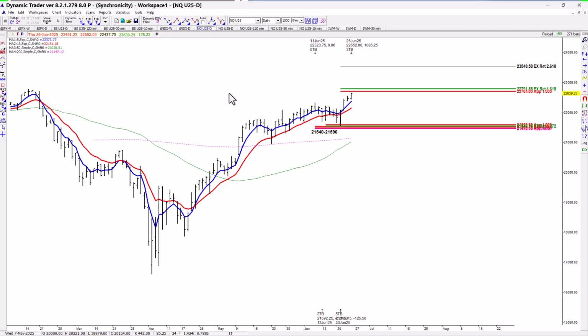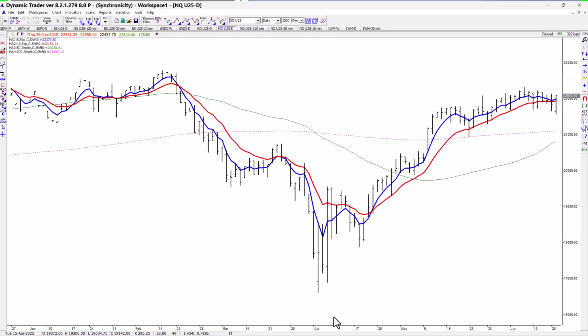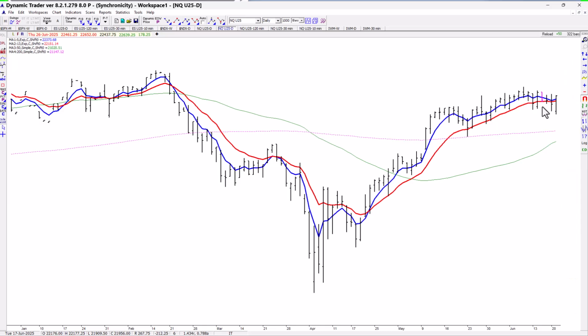So let's start with a blank chart and I'll show you what we did. All right, so here's the blank chart of the September futures contract. And at the time, obviously, we didn't have that rally there. So let's just get rid of that so we can look at it as if we didn't have the rally that we had.